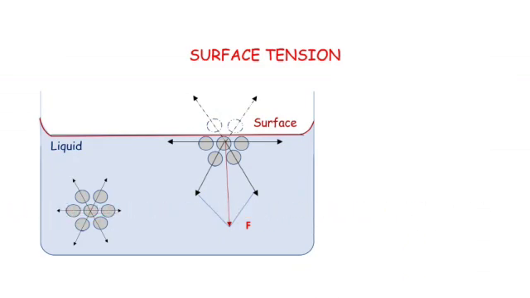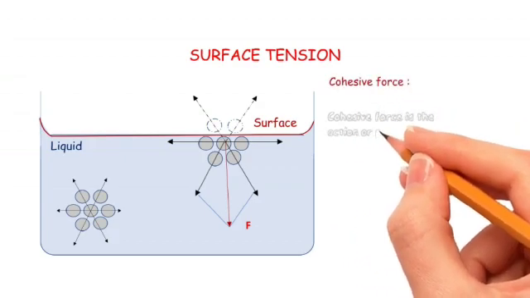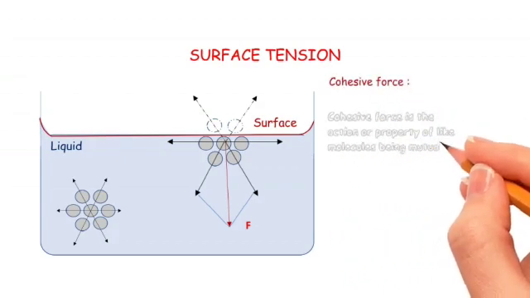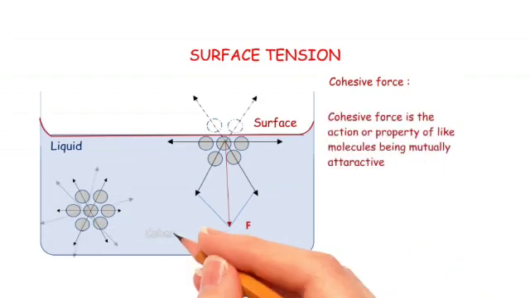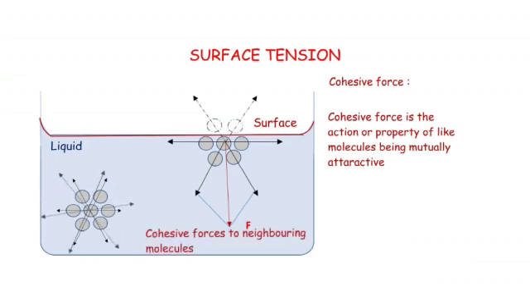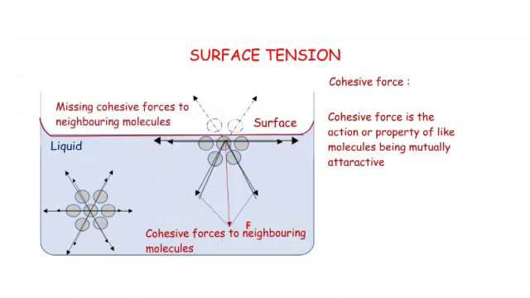The answer is cohesive force. Cohesive force is the action or property of like molecules being mutually attractive. You can see here the cohesive forces between molecules in the bulk liquid are shared with all the neighboring molecules, and those on the surface have no neighboring molecules above, and they experience stronger attractive forces from their nearest neighbors beside and below the surface.